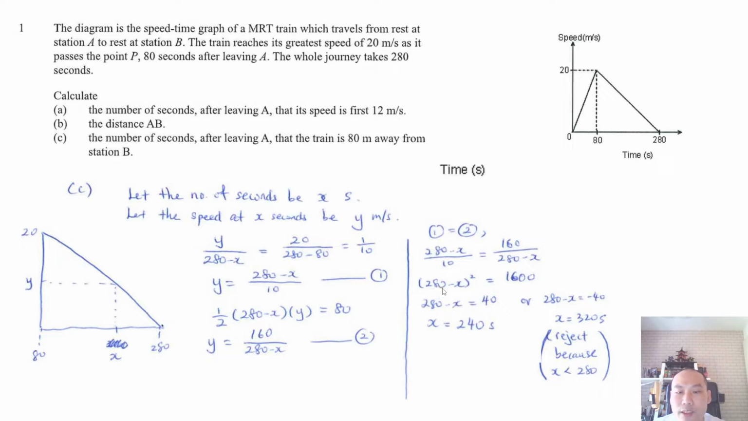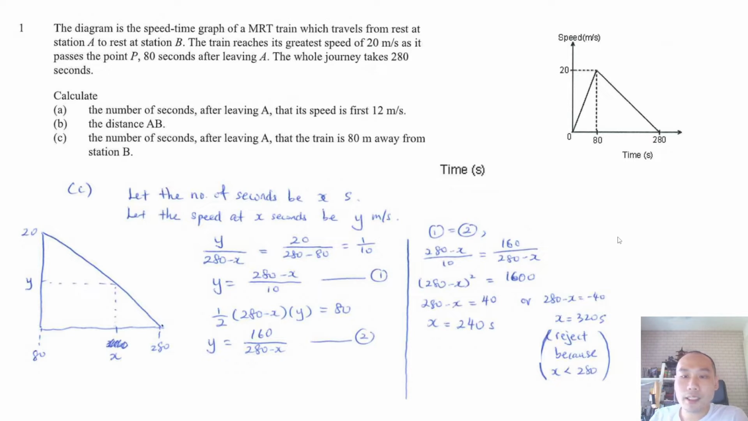So that tells us that 280 minus x can either be 40 or negative 40, right? Because 40 squared gives us 1600, negative 40 squared also gives us 1600. So from here, we work out x equals 240 seconds. The other one doesn't work, right? The other one, we have 280 minus x equals negative 40. So that gives us x equals 320 seconds, which is more than 280, right? So we will reject it because the value of x should not be more than 280, which is beyond station B, right? So the solution here is actually 240 seconds.